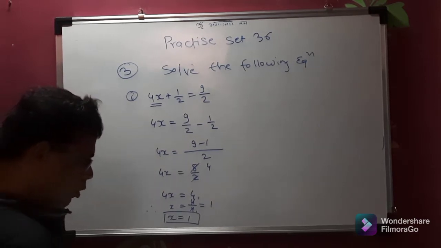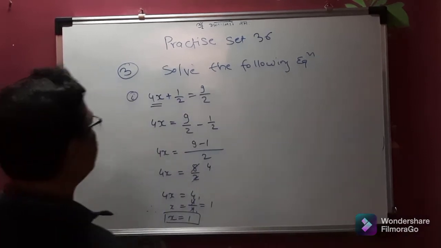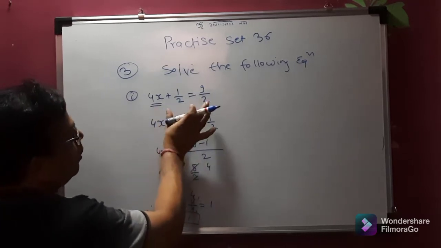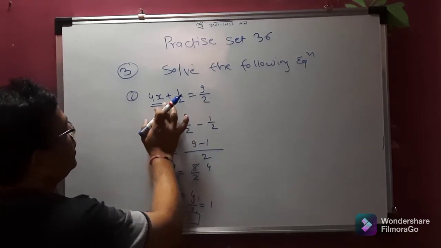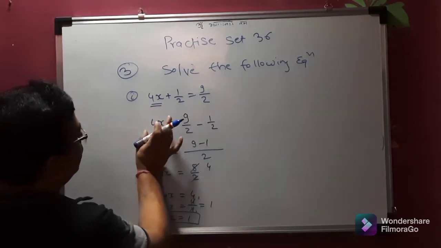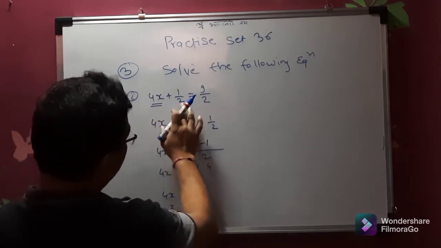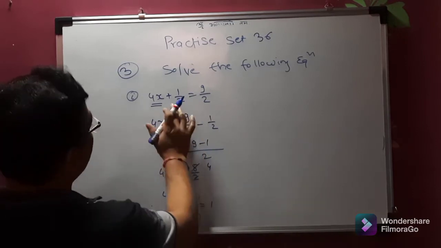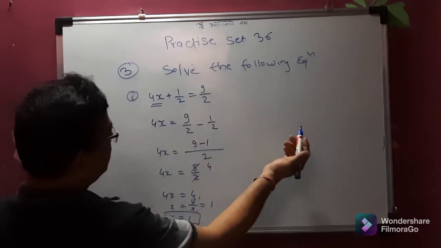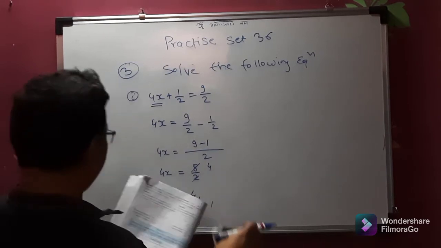Hope you have understood this problem very well. Why have we done this? Because x is a variable and there is no variable here. So we have kept the coefficient of the variable on the left hand side and moved the 1 by 2 to the right hand side. When we move the plus 1 by 2 to the right hand side, the plus sign automatically becomes a minus sign.